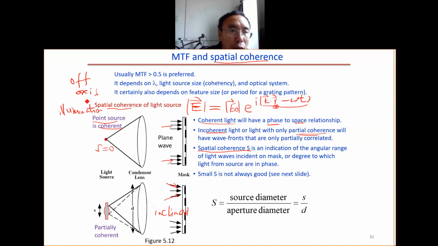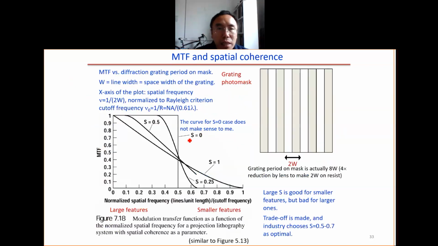So the off-axis illumination will give you better resolution than this normal illumination. We will talk about off-axis illumination next term in the 353. Now we look at the effect of the spatial coherence on the modulation transfer function. It's given by this graph.